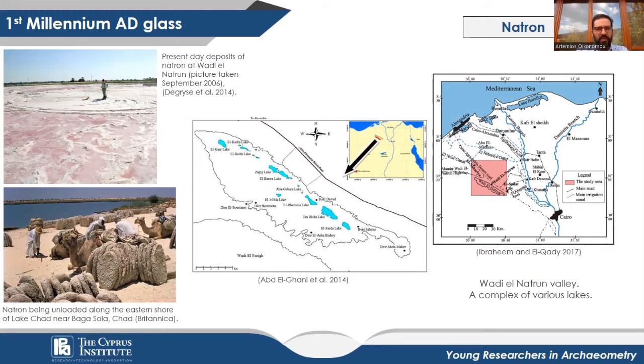Most of the natron was harvested from specific locations, especially in Egypt, at the so-called Natron Valley, as you can see here in the map in the center of this slide, or in other words, the Wadi El Natron area, which is located in the western delta of the Nile River. This region, actually a complex of evaporitic lakes, is thought to have supplied most of the natron used in glass making in the first millennium AD period.